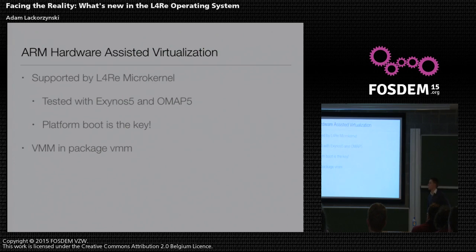So how's the status? It's supported by our microkernel. We tested it on two platforms, which are the Exynos 5 and the OMAP 5 CPUs. And the platform boot is the key. If you have a platform or an SoC where hardware virtualization is implemented, you still need some support from the hardware vendor so that you are able to switch into PL2 mode. And then we have an accompanying VMM in the package VMM. This already is public, and you can go ahead and try it out.